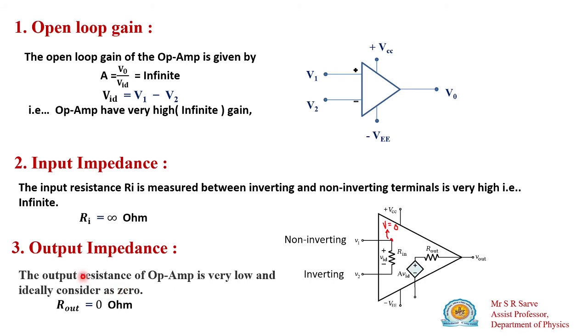And the third parameter is the output impedance. This output resistance of the operational amplifier must be very small, very low. So ideally it is taken as 0, and practically it is not 0, it is some ohms. So these are the first three parameters. It should have a high, infinite open loop gain. It should have infinite or very high input impedance, and it should have zero output impedance or very low output resistance.